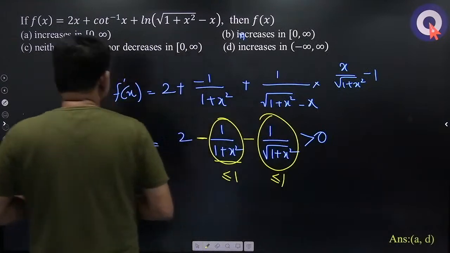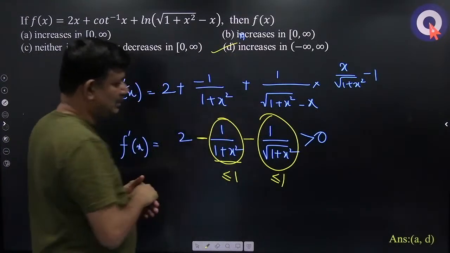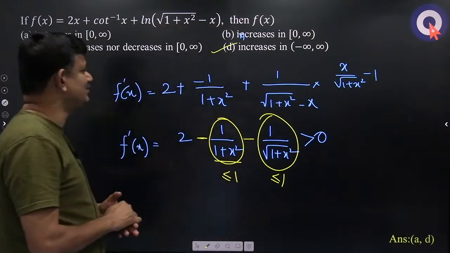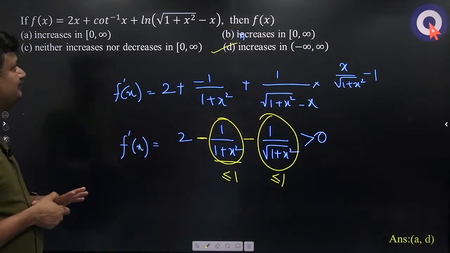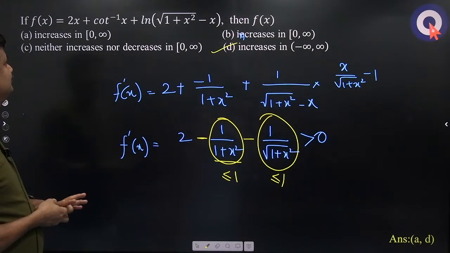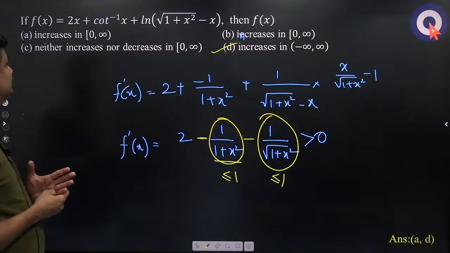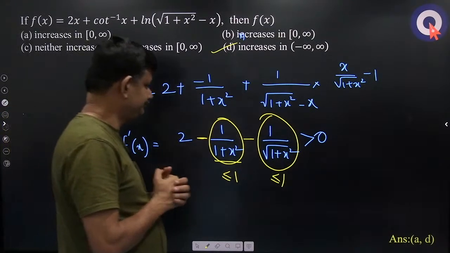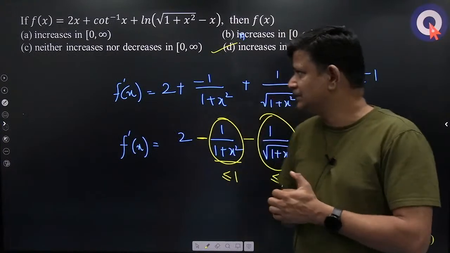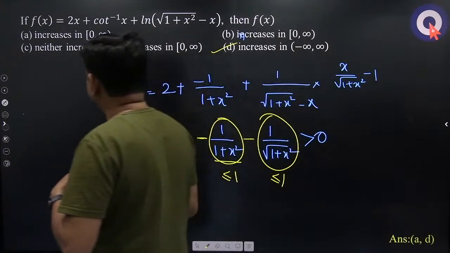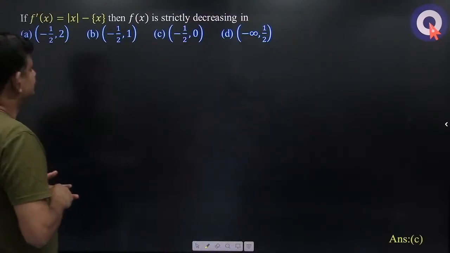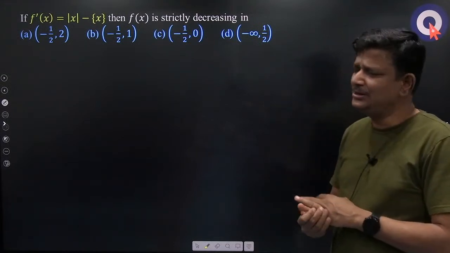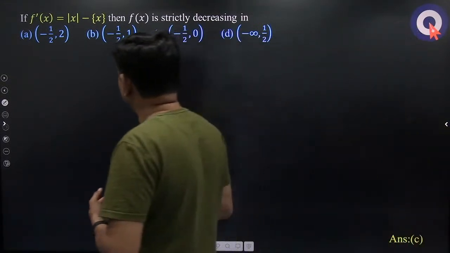So f(x) increases for all values of x. So f(x) increases in minus infinity to plus infinity. Option D is the right option. You can as well say among the subsets, if it is a more than one option question, then A and B would also be the right answer.